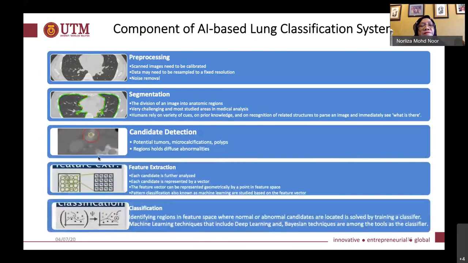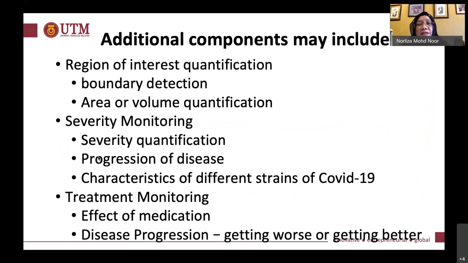So this is roughly the components of an AI-based lung classification system. Of course, we have to do pre-processing. We have to do the segmentation to get the lung. Then we have to do candidate detection, where is the potential, then feature extraction and classification. So these are the additional components we can do.